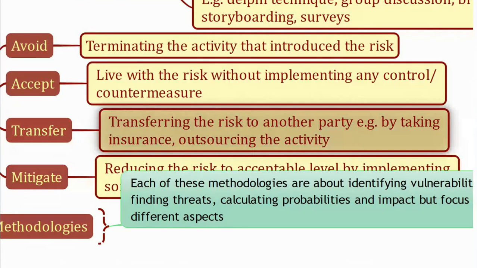Nowadays, we have cyber insurance as well, where companies are insured against cyber breaches, so that if a breach were to happen, then the damage caused by the breach will be borne by the insurance company. That is an example of transferring the risk to another party.